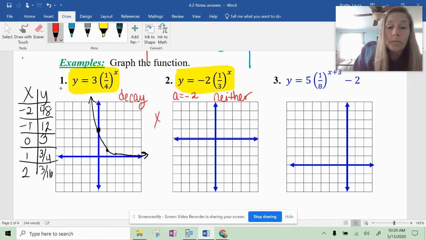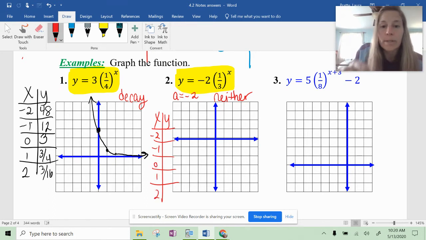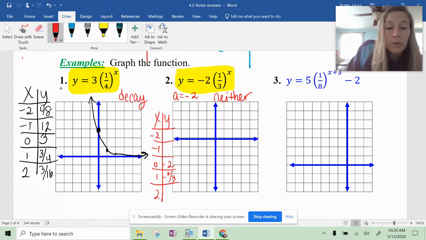So we're just going to make a table of values, and we're going to put in the basic 5 numbers there. So when I put in a 0, 1/3 to the 0 is 1. 1 times -2 is -2. If I put in a 1, I would have -2/3. If I put in a 2, I would have -2/9. If I put in a -1, that flips that to 3, and I get -6. And if I put in a -2, I would get -18.